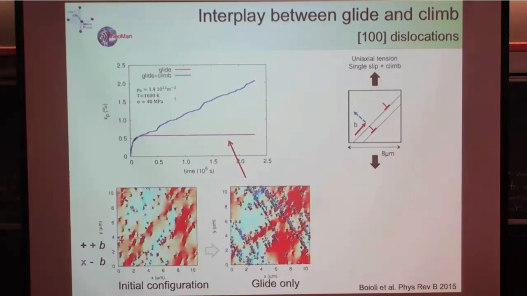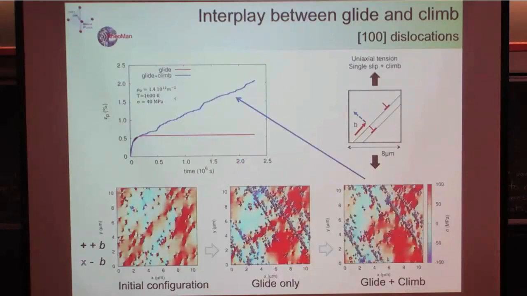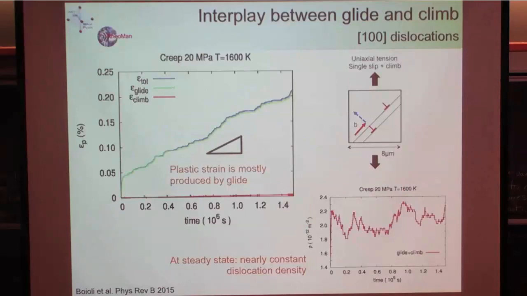But we can activate climb. If we activate climb, some dislocations will start to climb, annihilate, and then we can go further, and we have this nice steady state, and then we can do exactly as the experimentalists do. It's important still to understand what's going on. Again, the beauty of modeling, we can identify what they actually do.